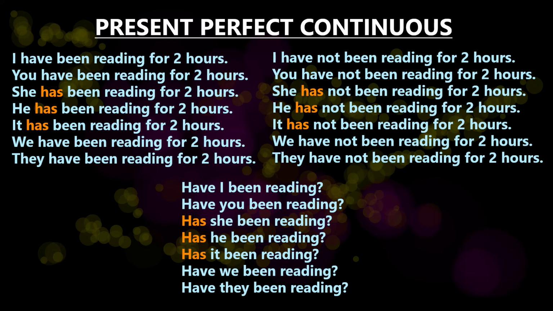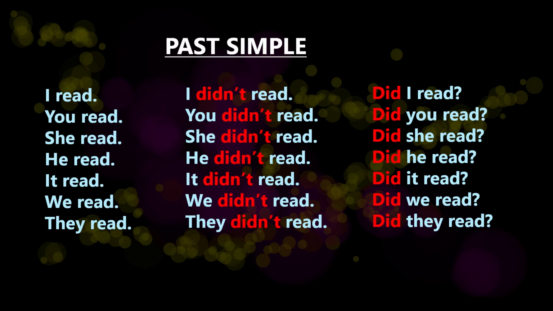Have I been reading? Have you been reading? Has she been reading? Has he been reading? Has it been reading? Have we been reading? Have they been reading? Past simple. I read, you read, she read, he read, it read, we read, they read. I didn't read, you didn't read, she didn't read, he didn't read, it didn't read, we didn't read, they didn't read.